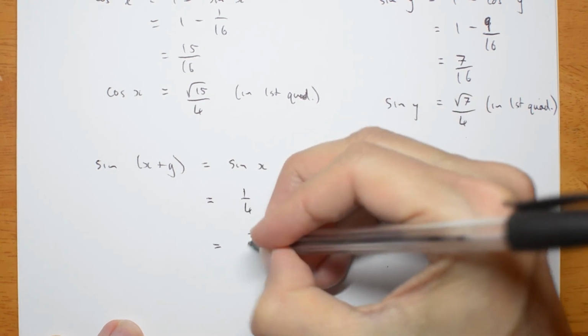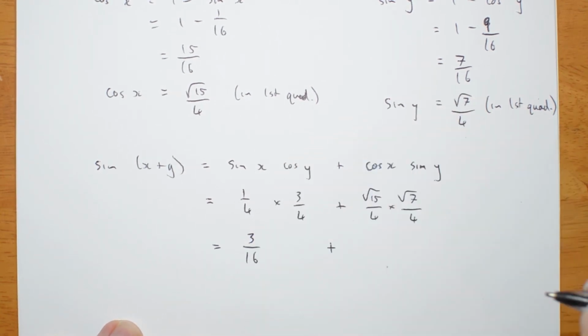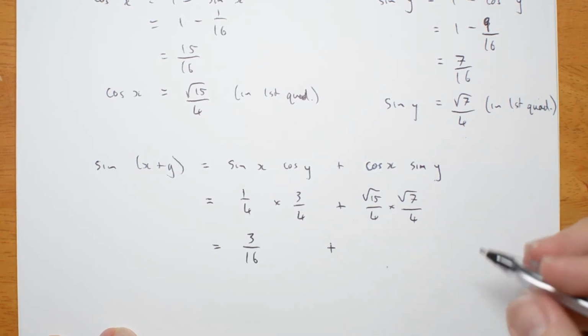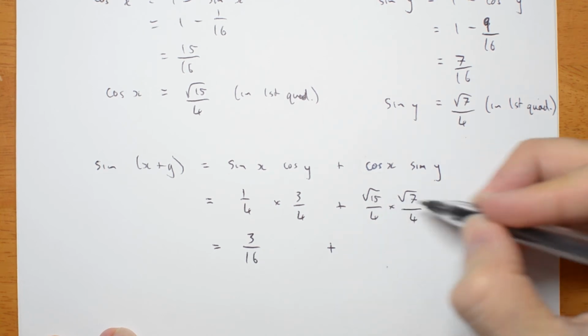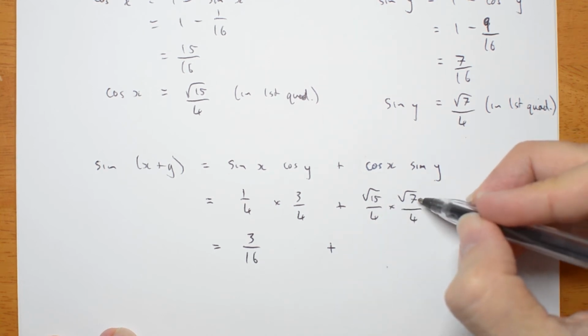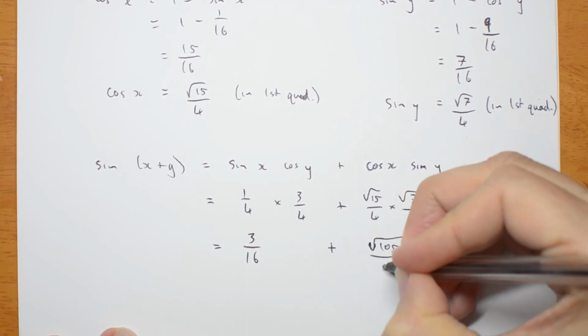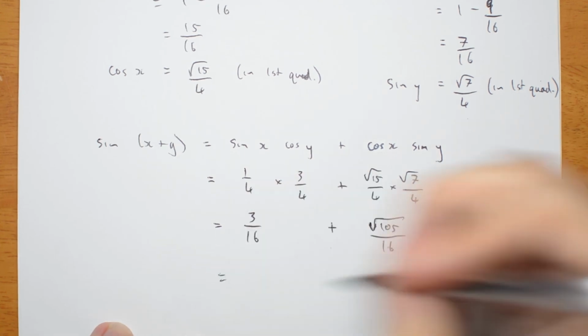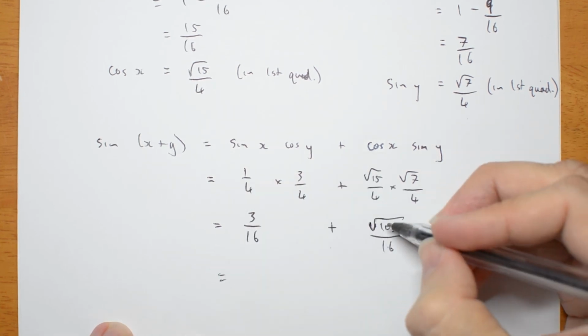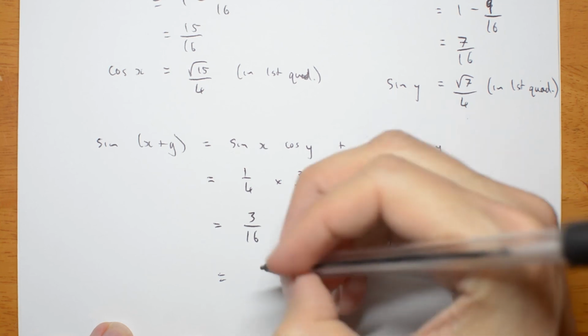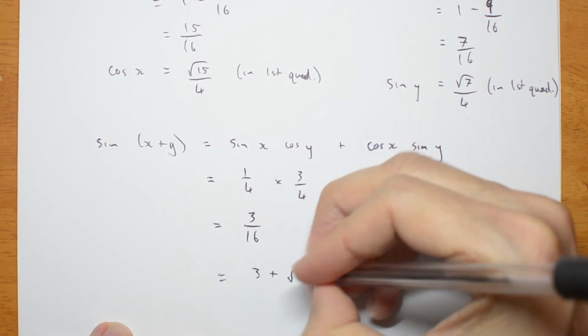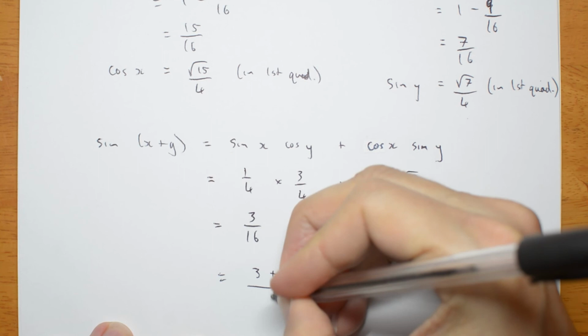Then simplify. That's 3/16 plus root 15 times root 7. And that's 3 times 5. That is not going to be simple. 15 times 6 is 90. So 15 times 7 is 105 over 16. This won't simplify because it's 3 times 5 times 7 and they're all prime. 3 plus root 105 over 16.